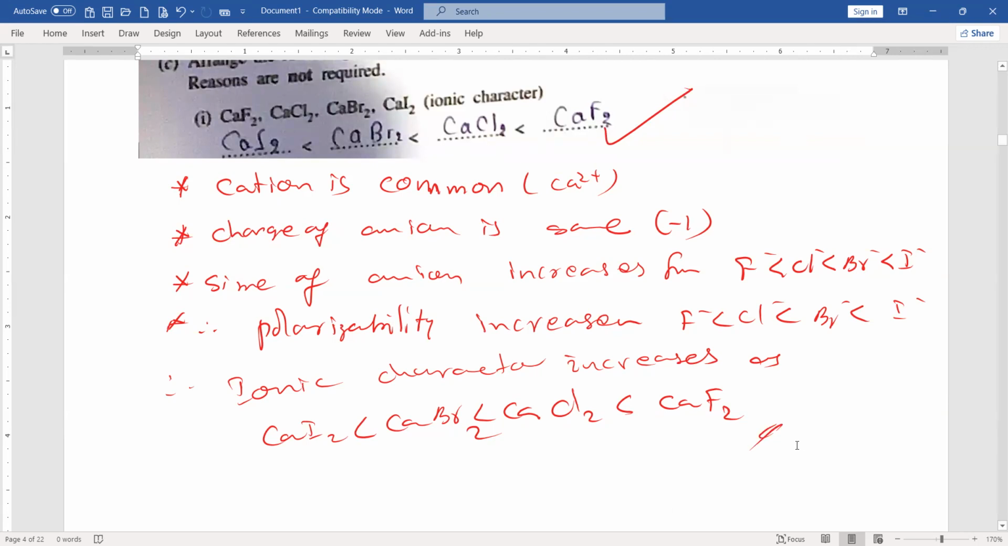Next one, the bond angle. Let's see the bond angle here.